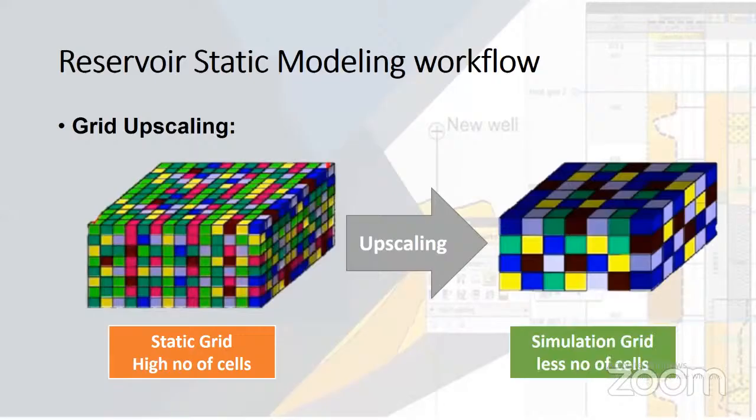Grid upscaling means that you are converting this high resolution geological model to a low resolution grid with a low number of cells. So you will average, for example, every 4 cells to represent just 1 cell in the simulation grid that will be used to run the simulation cases. Okay, that is the grid upscaling.